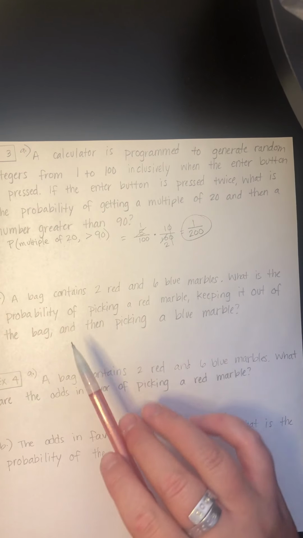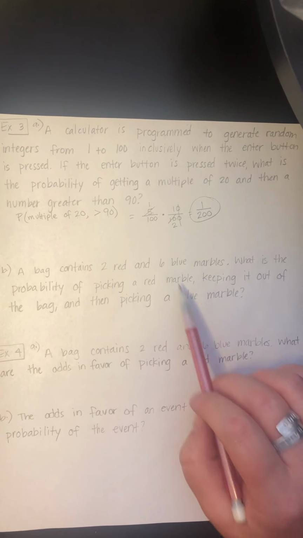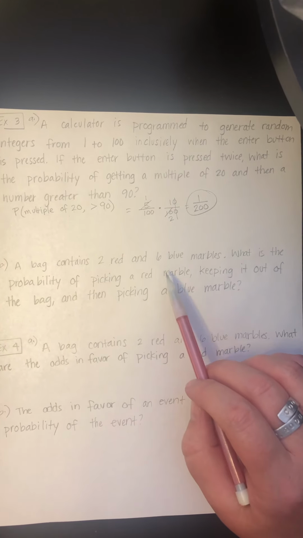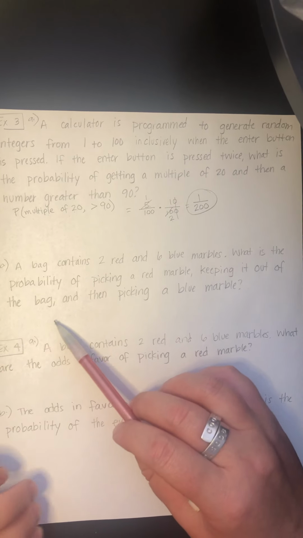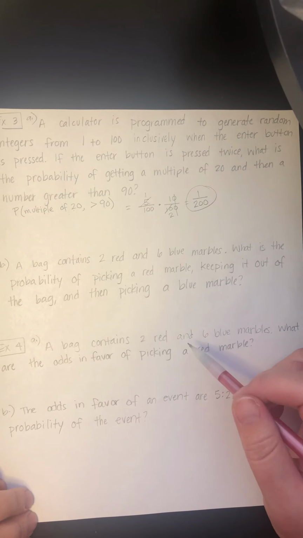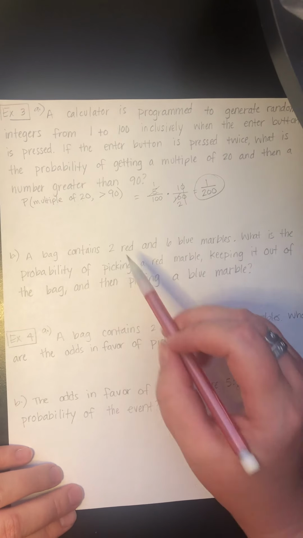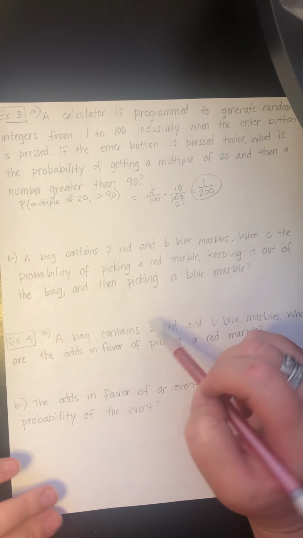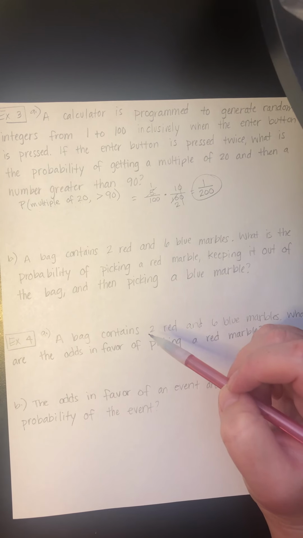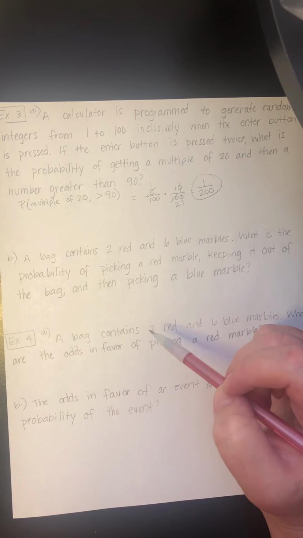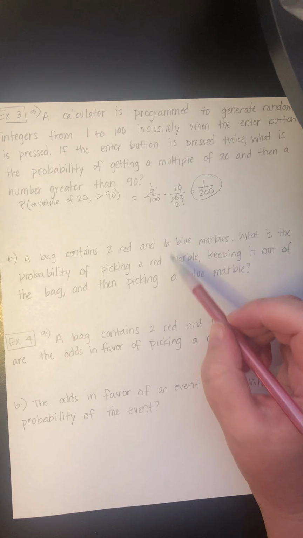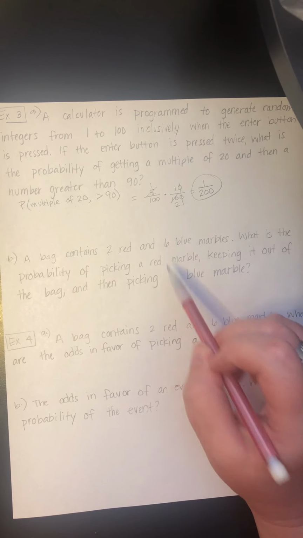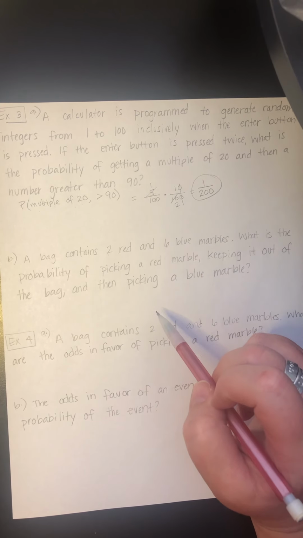Next, it says a bag contains 2 red marbles and 6 blue marbles. What's the probability of picking a red marble, keeping it out of the bag, and then picking a blue marble? So you need to find first the probability of picking a red marble. That's what you want to find first. Then if you keep that red marble out, you're left with less marbles. You want to see what the probability is of picking a blue marble after you take the red marble out.